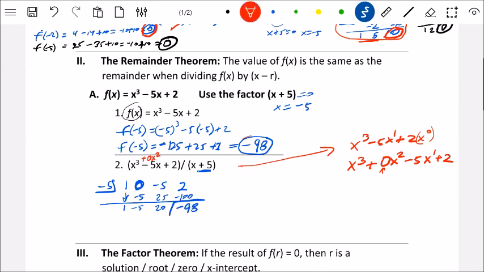So this shows that I have the same remainder, the same as the y value, and the remainder.